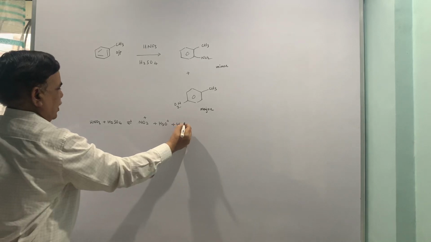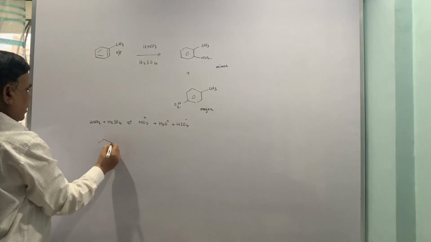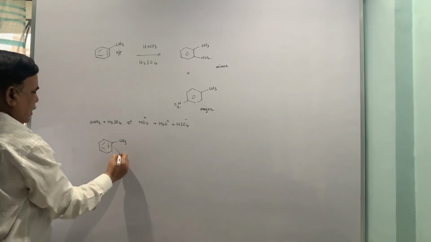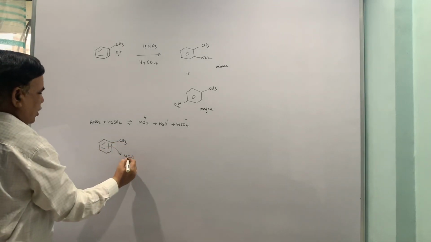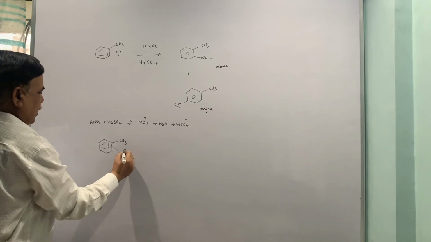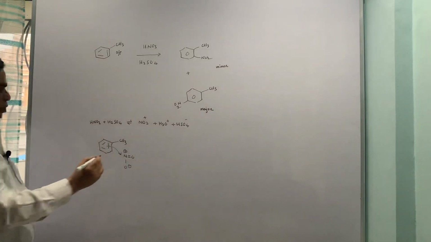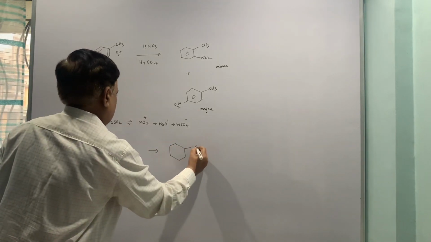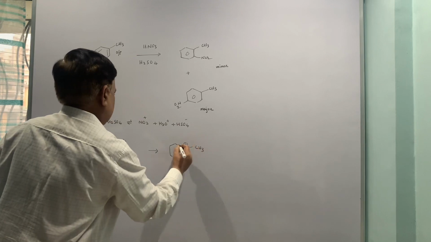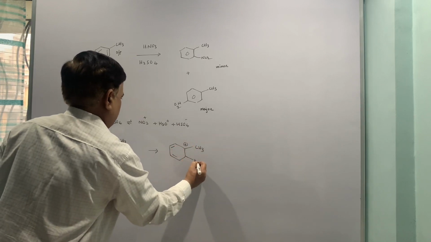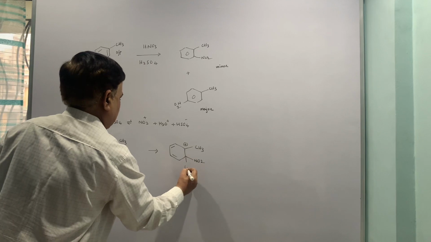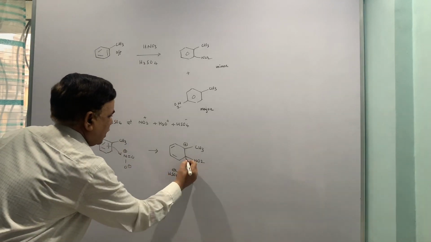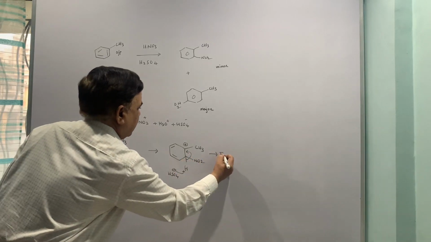plus HSO4 minus, and then in the next step you have to show that since it is an ortho-para directing group, the interaction of the electrophile has to be at ortho and para position only, and as a result of this kind of interaction you get the arenium ion, and the conjugate base HSO4 minus abstracts the proton and you get the target molecule.